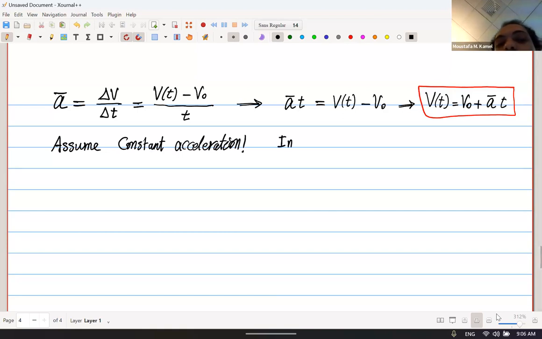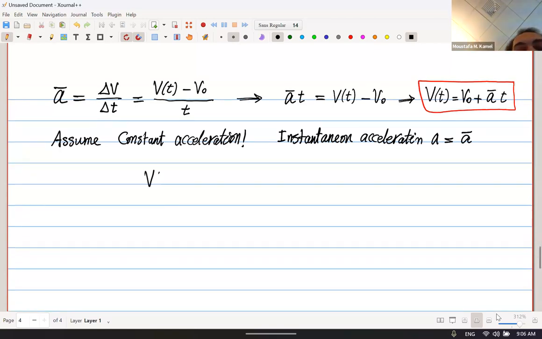So when you average it over time, it's still the same. So instantaneous acceleration, which is denoted a without a bar, is the same as average acceleration. Okay. So the kinematic equation now can be written down as v of t equals v naught plus at in the case of constant acceleration.